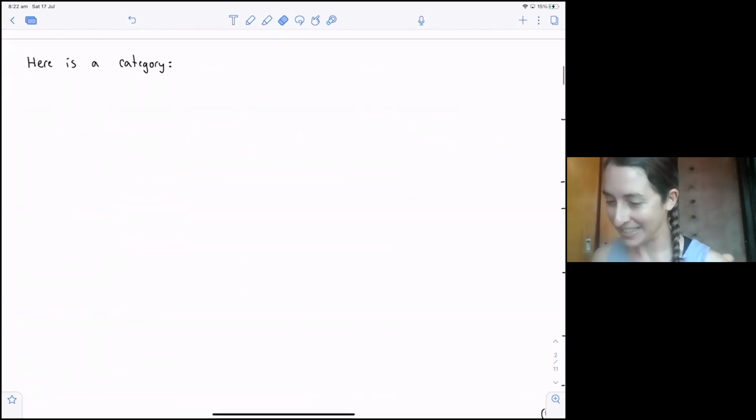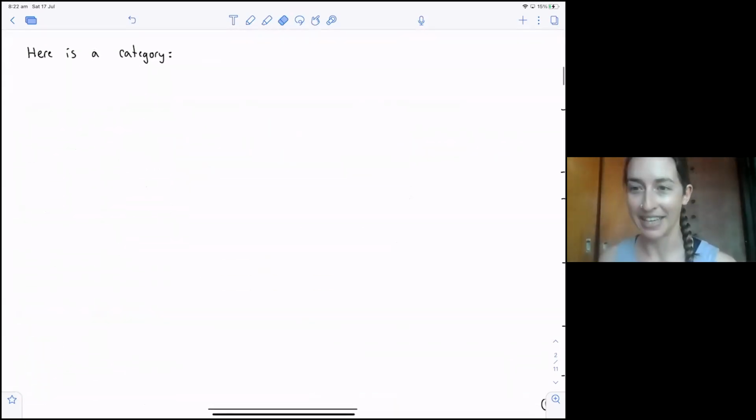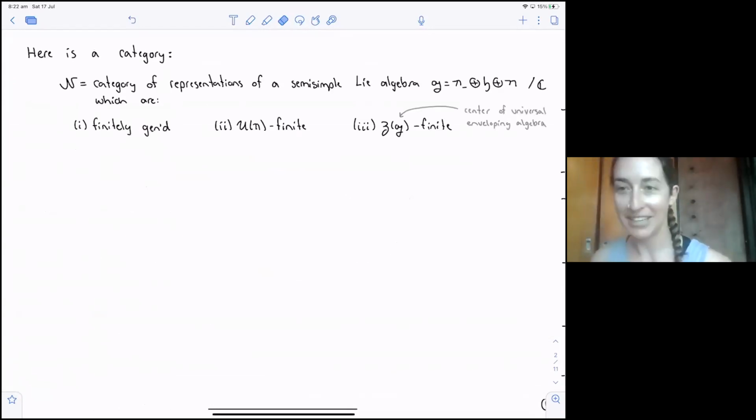The least I could do, since this is a session on categorification, is to start by giving you a category. It's a category whose objects are representations of a semisimple Lie algebra over C. The conditions we put on these objects are that they are finitely generated and locally finite for the action of the nilpotent part. I'm fixing some triangular decomposition of my Lie algebra, and I'm asking that my modules are U(n)-finite.